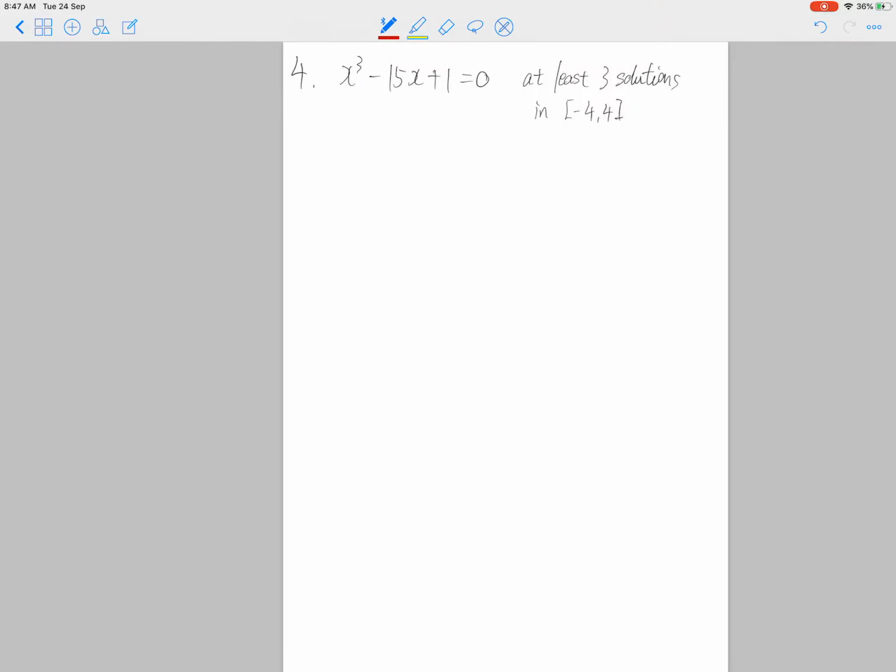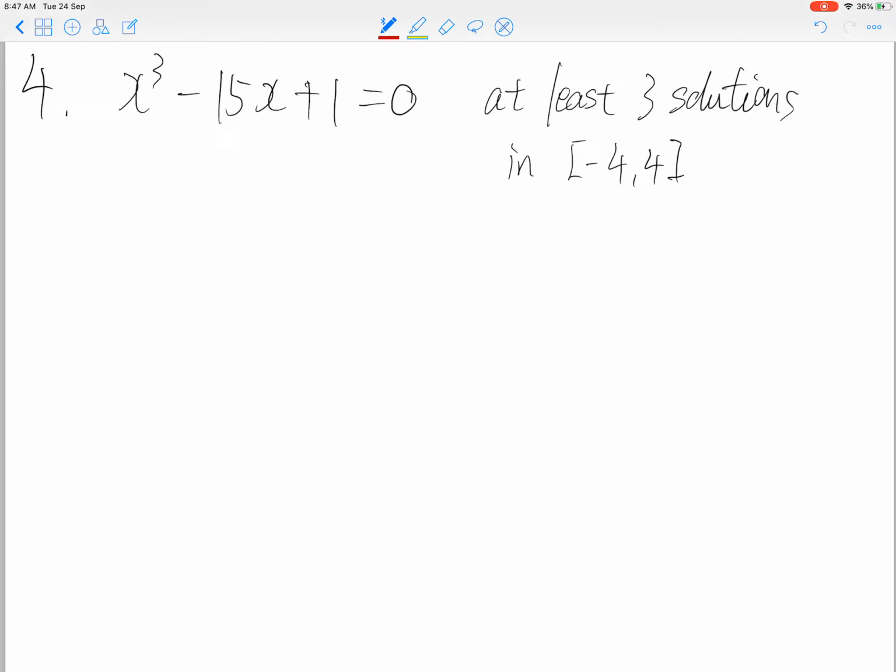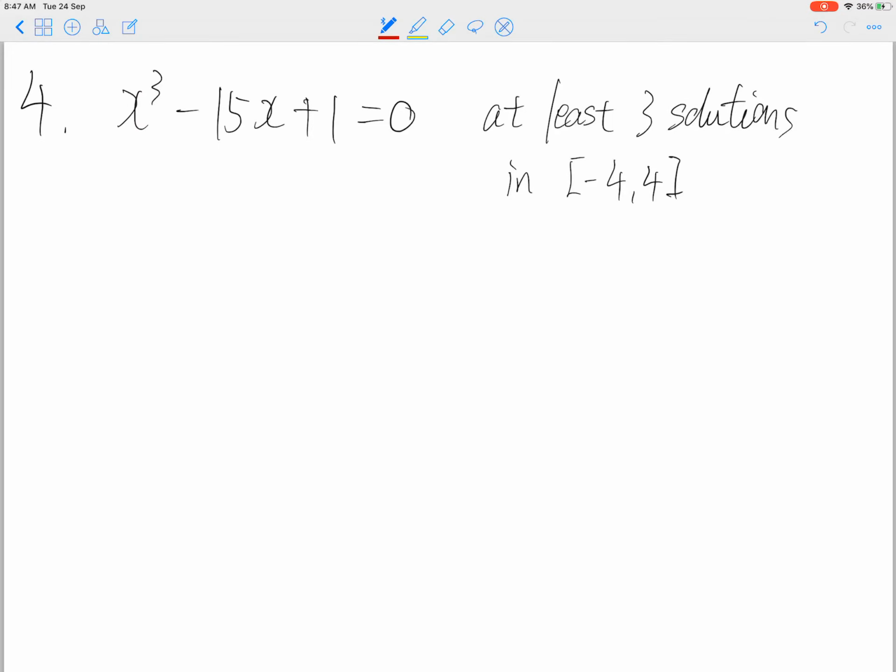So here, if we want to prove at least 3 solutions, we have to apply this theorem on different intervals 3 times, because each time the theorem only guarantees at least 1 solution in each subinterval. What is a subinterval? We can just calculate the values. What is f(-4)? It's negative 4 to the power of 3, minus 15 times negative 4, plus 1. So this is plus 60. This is minus 64, right? Plus 1, so it's minus 3.